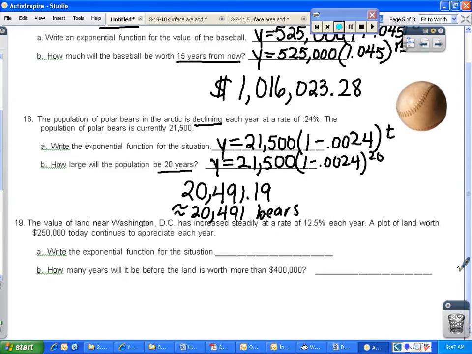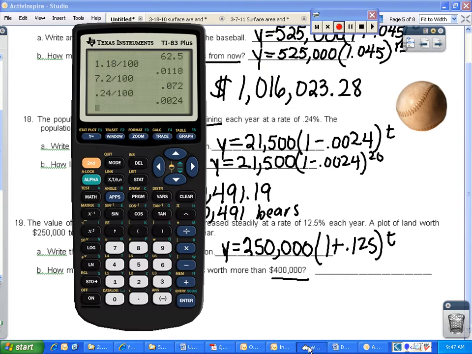For number 19, we're going to have to work backwards for this one, because you're not given the years. You're going to have to figure out from your y equals what it is. You can also guess and check if you want to, but the easiest thing to do is just to use your table. 250,000 times 1 plus your rate of 0.125, which is 1.125, raised to the power of x. Go to your calculator, go to y equals and plug that in.